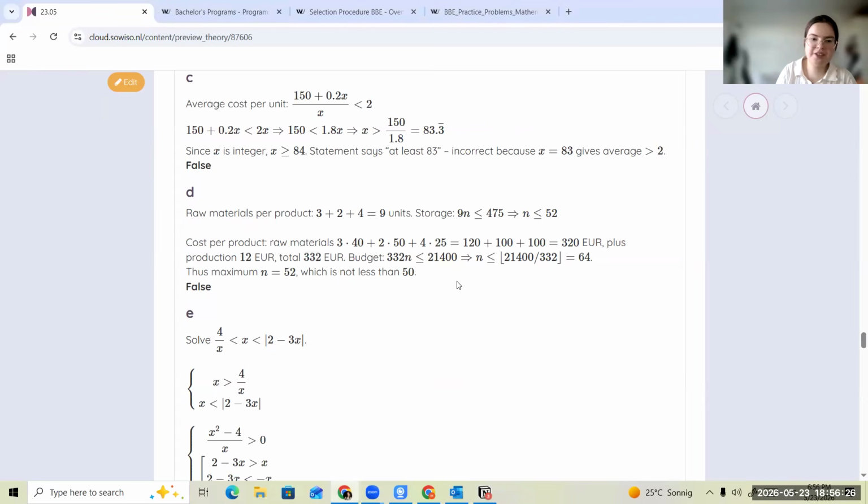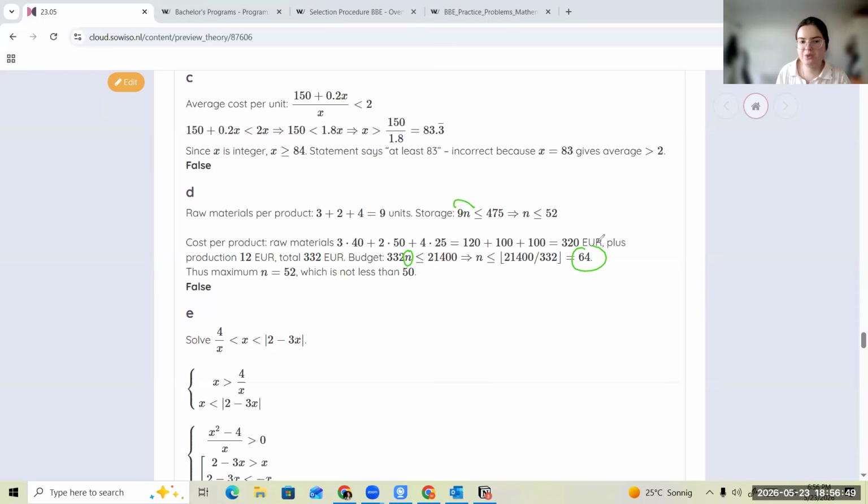Then the budget is basically the total times the units that you want to produce of one whole product, not the raw material, but the whole product, because one product needs 9 units of raw materials, and this is the cost. So this is the end for the budget. So 64 units of products is fine with the budget that we have.